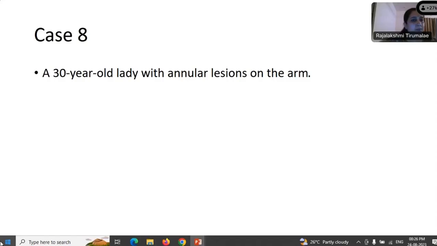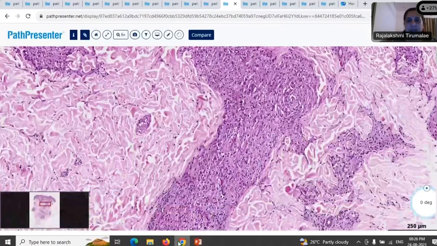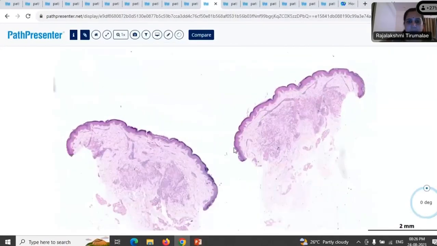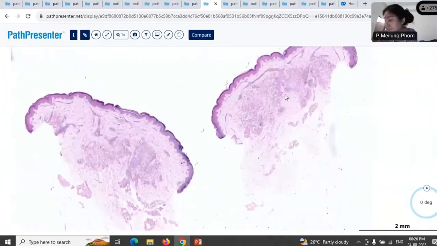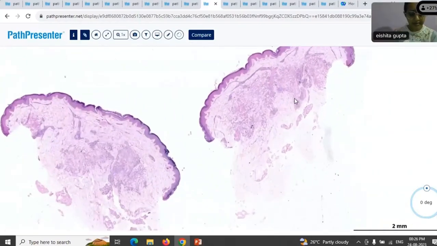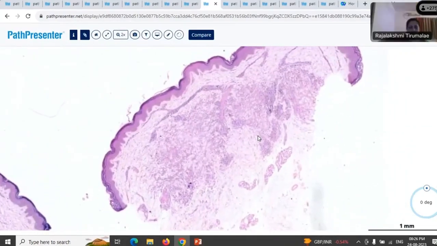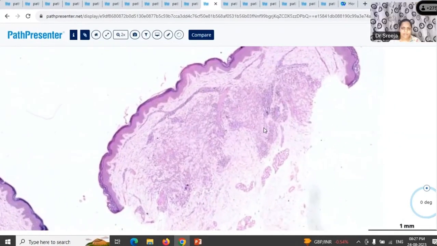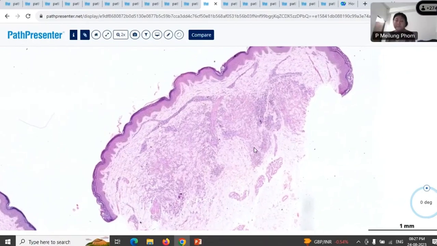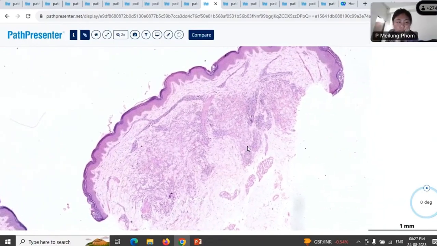Right. So with that, we'll move on to case number 8, a 30-year-old lady with annular lesions on the arm. Can we come back to Shrija for this case? Yes, ma'am. So Shrija, start with the dermal patterns, what you're seeing in the dermis. There is diffuse inflammatory infiltrate, ma'am. Yes, Shrija, I'm not able to hear you. There is diffuse dermatitis, ma'am. Okay.